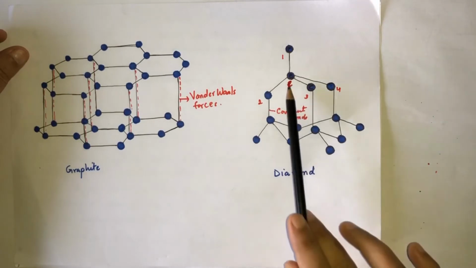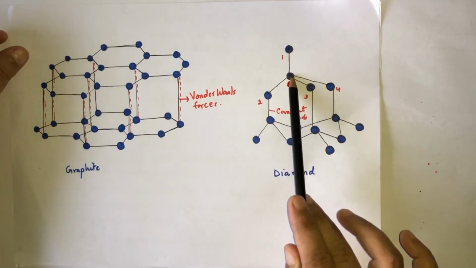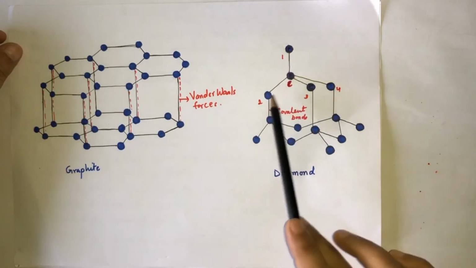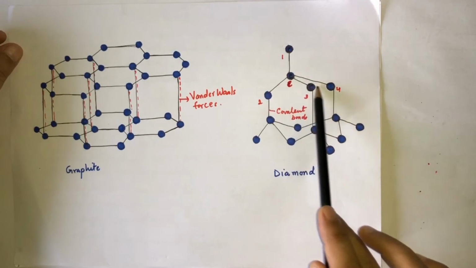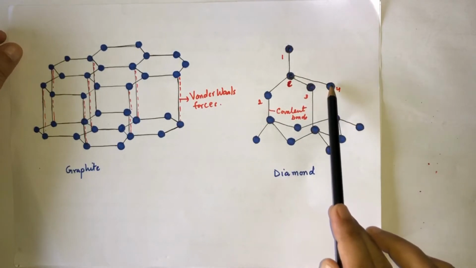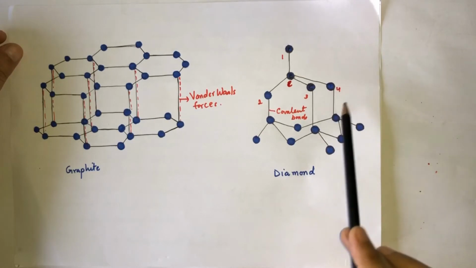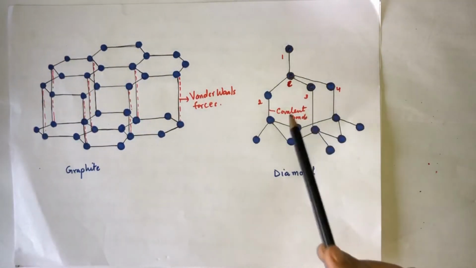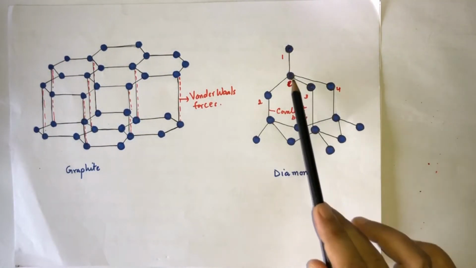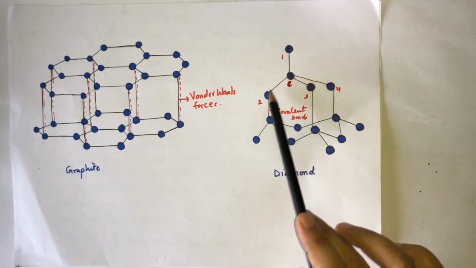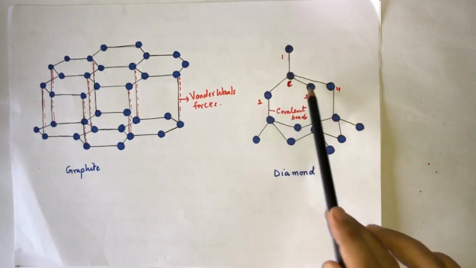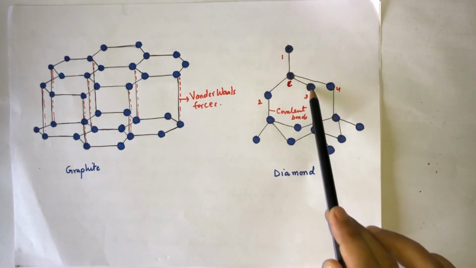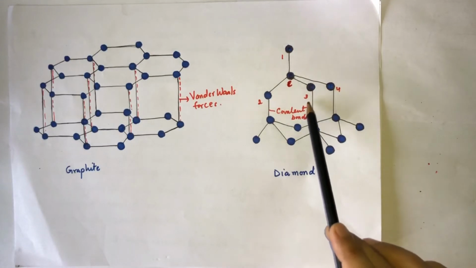In case of diamond, each carbon atom is connected to 4 different carbon atoms with the help of a strong covalent bond. Similarly, this carbon will also be attached to 4 different carbons. This will also be attached to 4 different carbons. It's not possible to show a three-dimensional structure on paper. That is why, in the same way, this carbon is attached to 1, 2, 3 and 4 carbons. Similarly, this carbon will also be attached to 4 carbons, and this will also be attached to 4 carbons with a covalent bond.